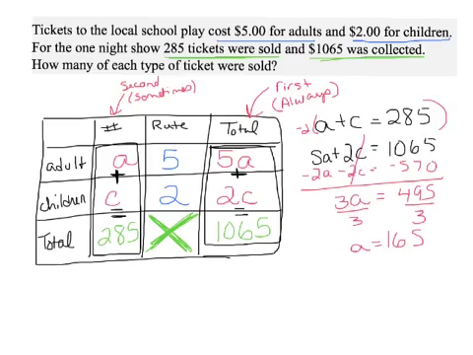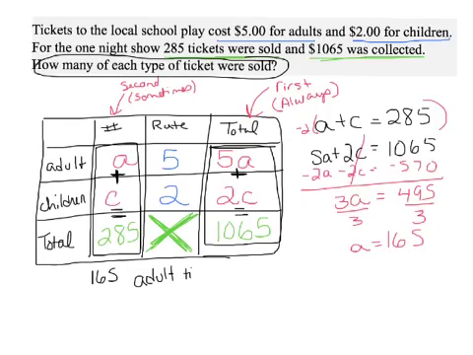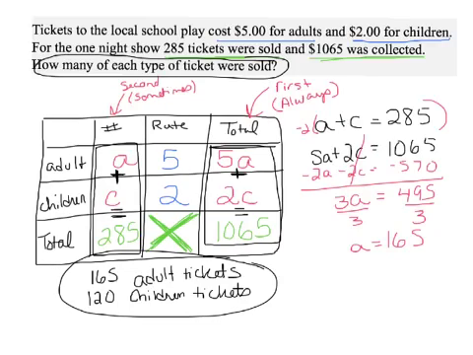tickets sold for adults. So you need to make sure you go back and reread the question. It's asked how many of each type of ticket were sold. So in this case, I know that for the adults, there were 165 adult tickets, and I need to make sure I state that explicitly. And then I need that to add up to 285, which tells me there were 120 children tickets sold. So in this case, I've got my answer.